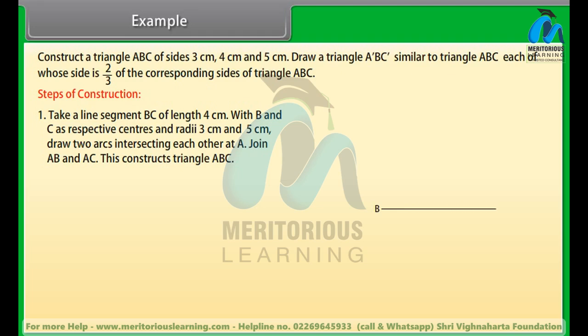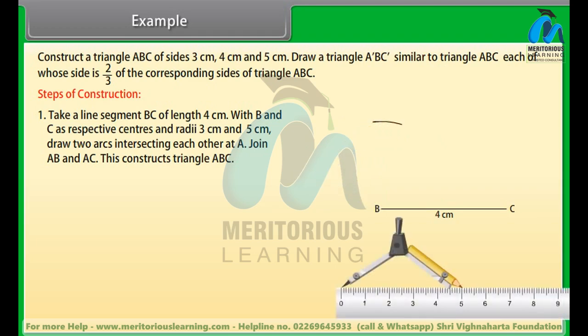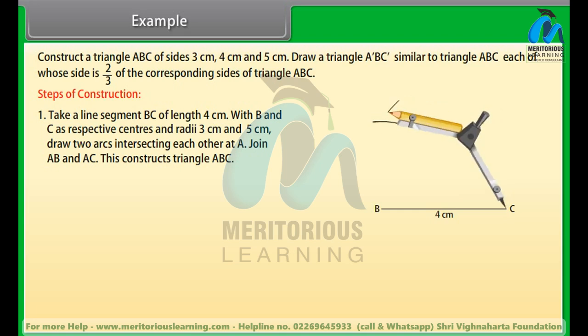Take a line segment BC of length 4 cm. With B and C as respective centers and radii 3 cm and 5 cm, draw two arcs intersecting each other at A. Join AB and AC.